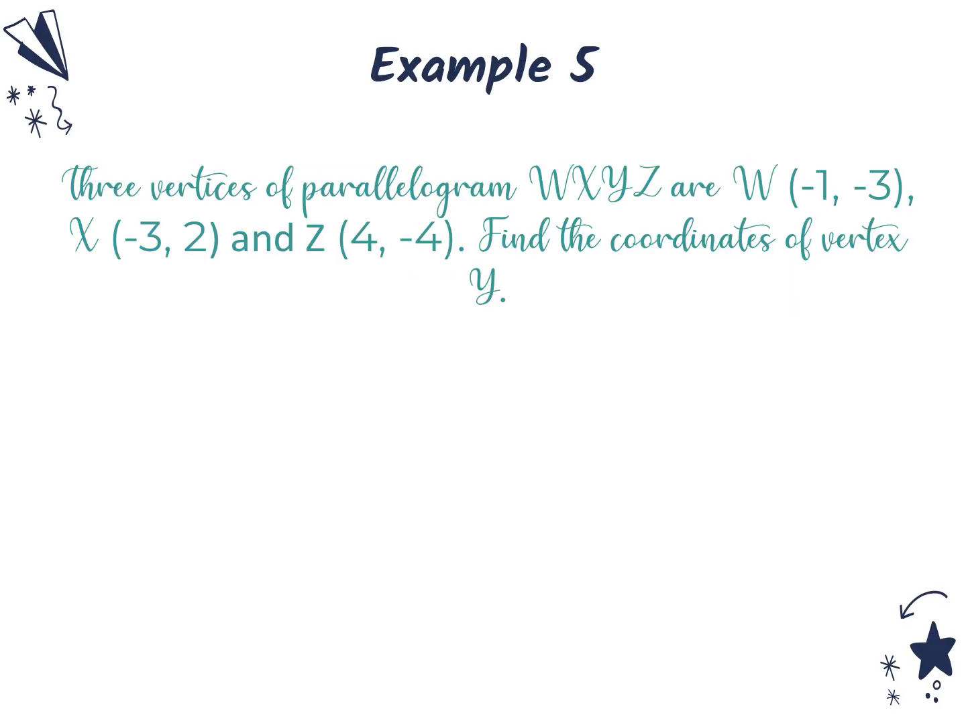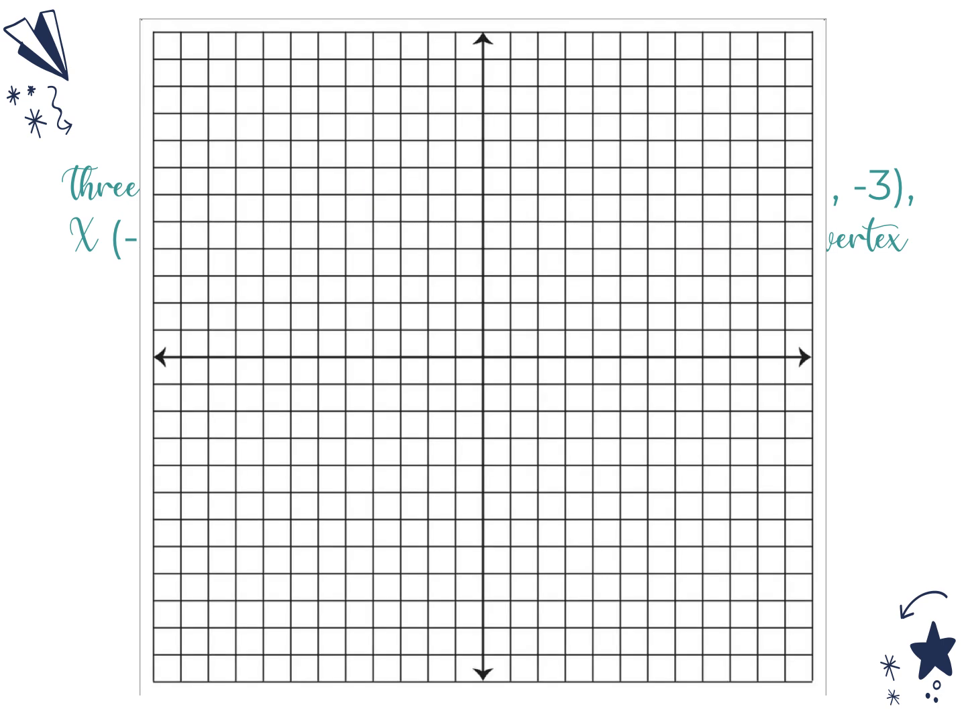So we have three vertices of a parallelogram, W, X, Y, and Z. This is for example 5, where W is (-1, -3), X is (-3, 2), and Z is (4, -4). They want us to find the coordinate of vertex Y. Now, the first step would be to graph this. So I am going to add a picture of a graph. Now, it kind of took over the whole slide, but you guys have the coordinates, or if you need them, please look back at them.